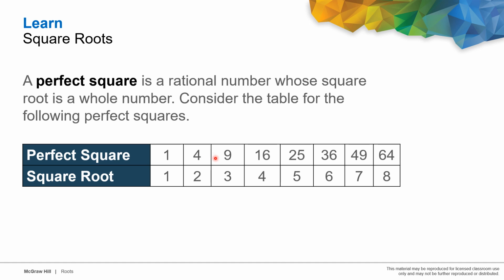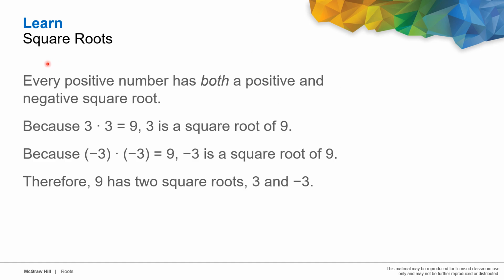9 is a perfect square because the square root of 9 is 3, and 3 times 3 is 9. You can see where this is going. And this will go on and on forever for any rational number. I meant to say every whole number on that last slide, by the way.